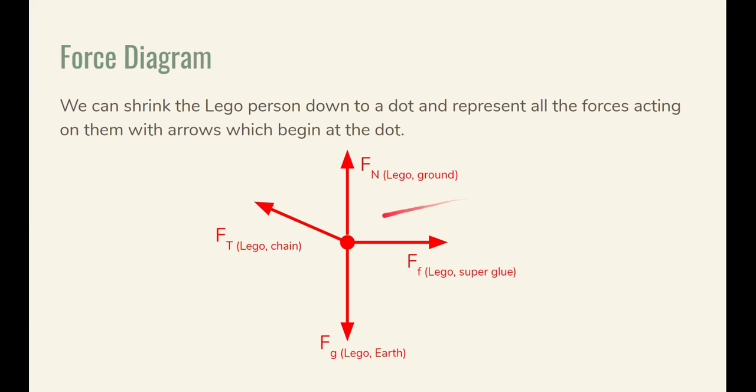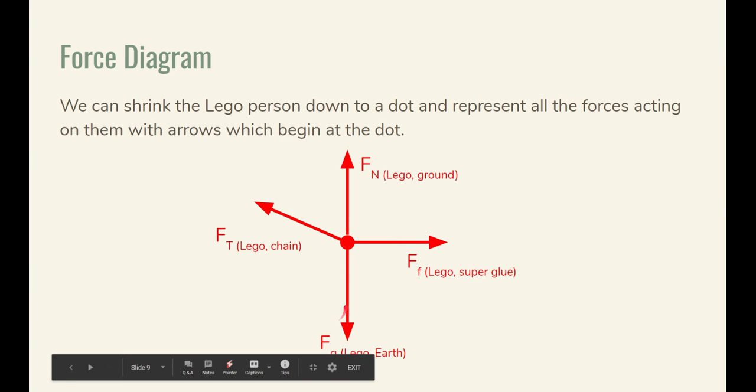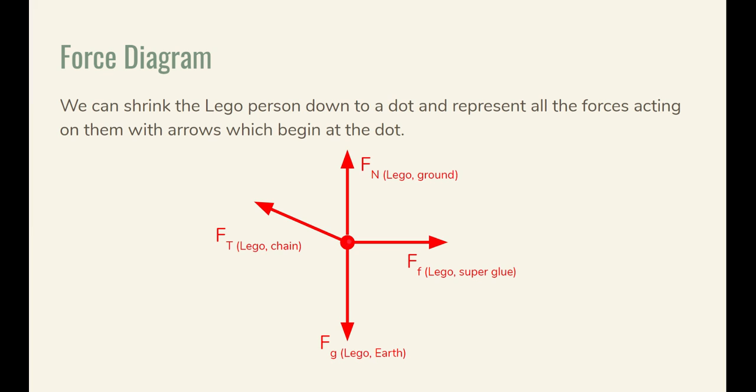And so what a force diagram does is it takes whatever object that we're considering and it shrinks it down to just one point or one dot. And then we draw all of the forces acting on that object with the tail of the arrow on the dot. And so here, by showing all the different forces acting on the Lego and in what direction they're acting, eventually we'll be able to include the strength of these forces, and then this will allow us to make predictions about how the object will move as a result of the forces.